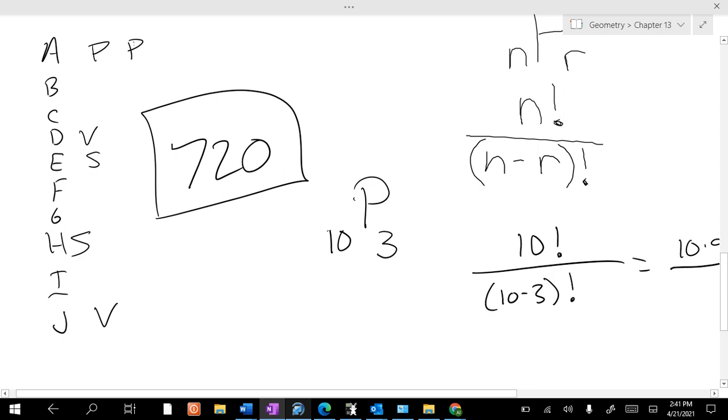Okay? But wouldn't that be assuming that one person could have all three places of the office at the same time? No, that is not. Nope, this separates them out. Okay? All right.